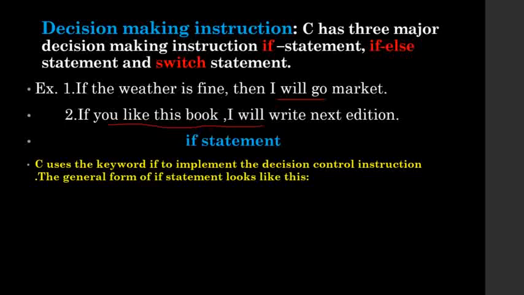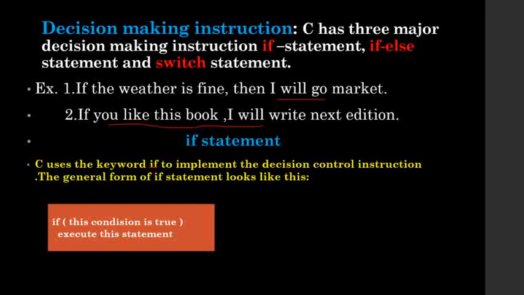Now the if statement. C uses the keyword if to implement the decision control instructions. The general form of the if statement looks like this. If there is some condition, and this condition is true, then execute this statement. This is the general form of the if statement.